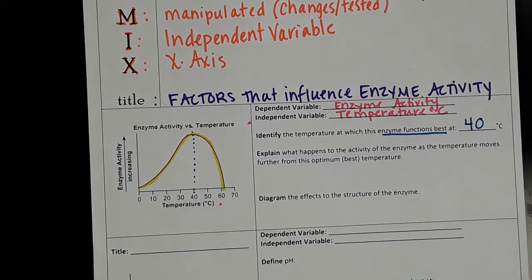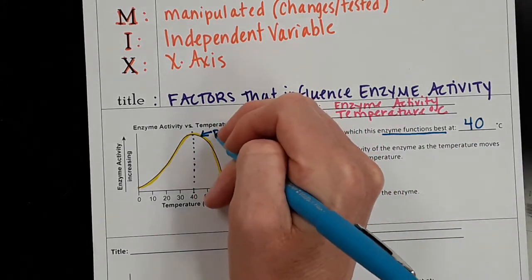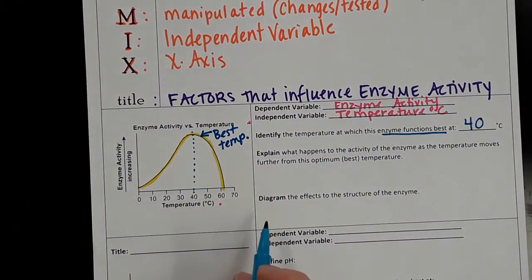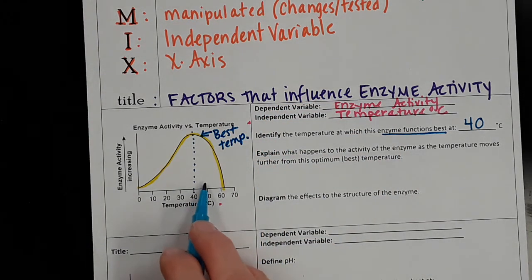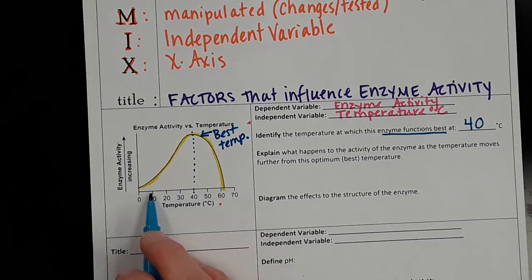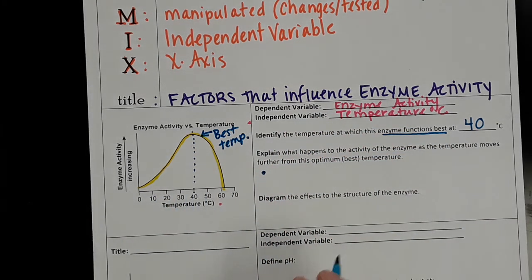Explain what happens to the activity of the enzyme as temperature moves further from the optimum point. Well, let's look at the graph. As the temperature moves from the best or optimal range, so here is the best temperature, the optimum temperature, the ideal temperature, as temperature increases, the enzyme activity decreases, and as we go lower than the optimal range, the enzyme activity decreases. So in this section, you want to explain what happens to the enzyme activity as it goes outside of its optimal range.